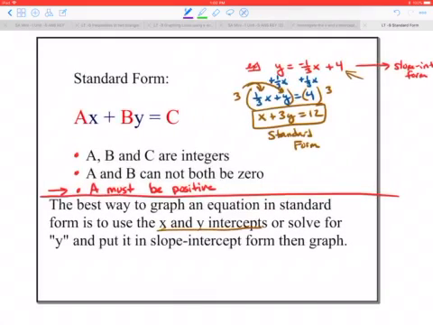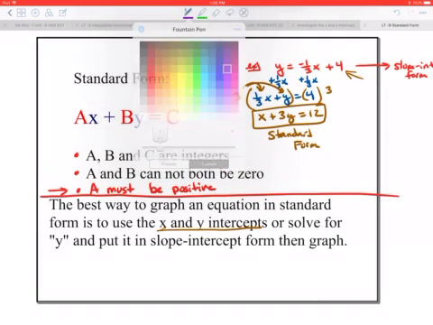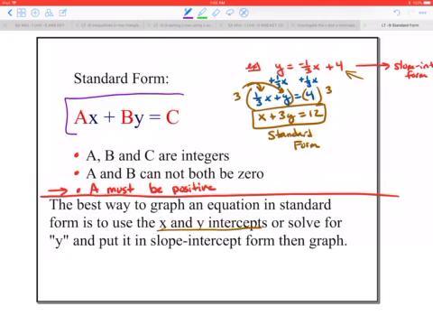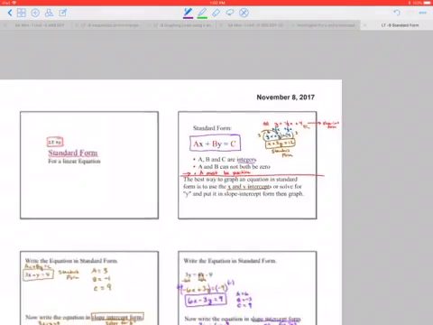Looking here again at what standard form is, we know that standard form is ax plus by equals c. We know that a, b, and c have to be integers. That means no fractions and no decimals. We know that a and b cannot both be 0, and a must be a positive value. So that's refreshing what standard form is.